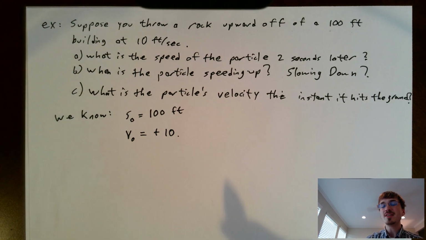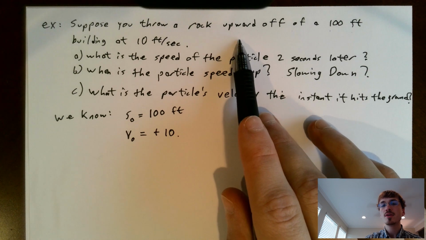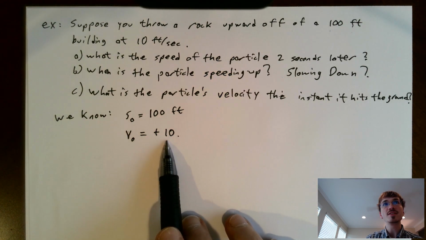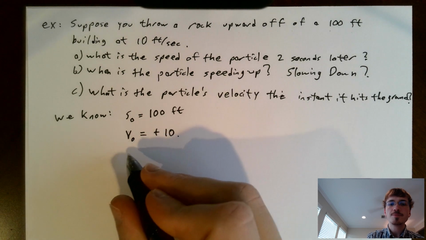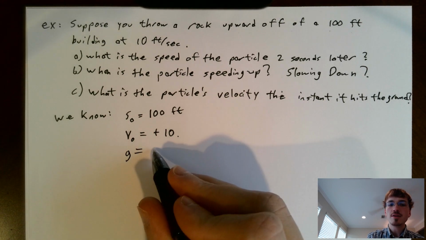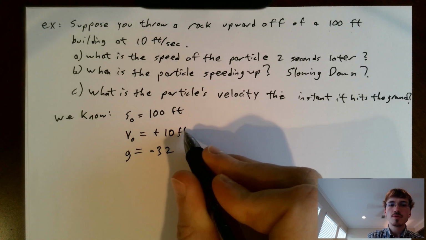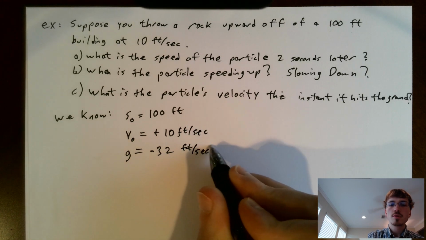Let's just go ahead and look ahead to other problems that you'll certainly see. If we threw it downward, then we would instead have our v naught be negative 10 in this case, because the sign tells you the direction. And then what's g? g is going to be negative 32 feet per second squared.